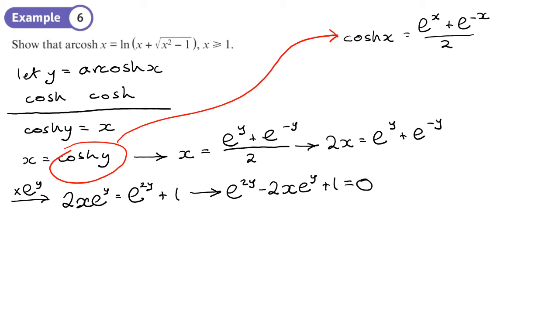Now we're going to use that same trick as last time to complete the square on this. So in the brackets we will have e to the y minus x all squared. So I know that if I multiply this out here, just to show you, I would get e to the 2y minus 2x e to the y plus x squared.